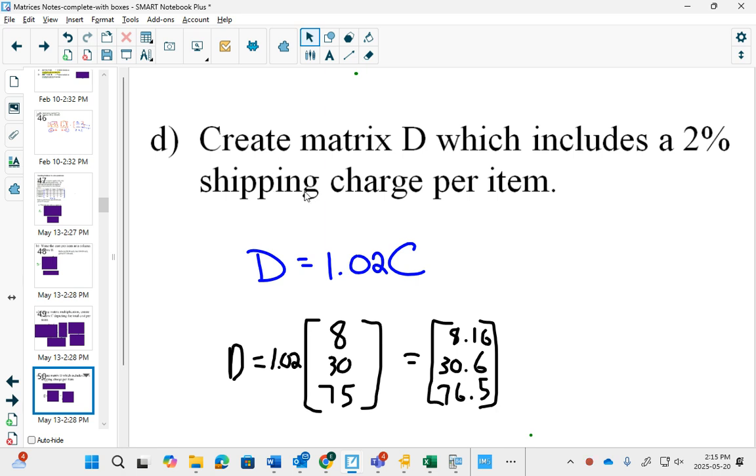So when we want to increase everything by a certain percentage, that's a scalar multiplication, a number in front, because that would multiply each item by that in that matrix. JR? Yeah. For the equation that says D equals 1.02 times C, but on the other one. It's B, right? Yeah. Yeah, thank you.